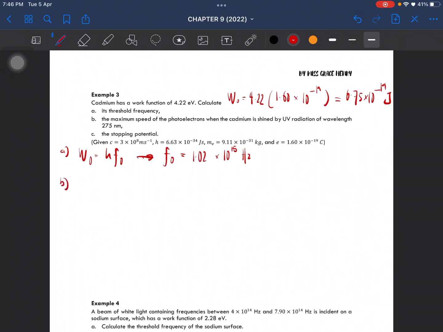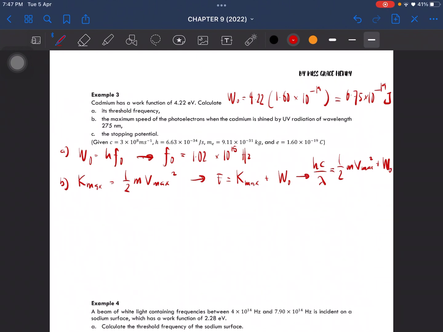Then question B, we have to calculate the maximum speed. The only thing that relates to speed in this subtopic is the kinetic energy, which is equal to half m v max squared. We get this by using the Einstein photoelectric equation, which is E k max plus W naught. If you further expand this equation, you get hc over lambda equals half m v max squared plus the work function.